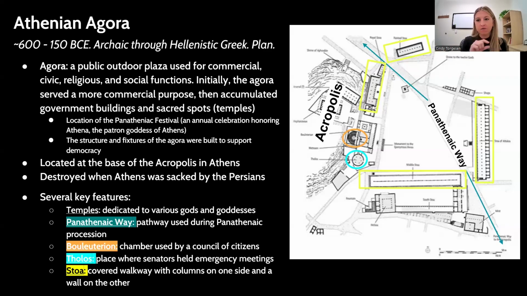You'll notice I have each of these words highlighted in a particular color. And then if you look at this map, that highlighted color should align with the architecture so you can kind of see where they are. You'll notice the stoa is really long and we have several of them. Tholos is small for senators. The Bouleuterion a little bit bigger. It's more like a theater kind of setup. So let's look at some more pictures.